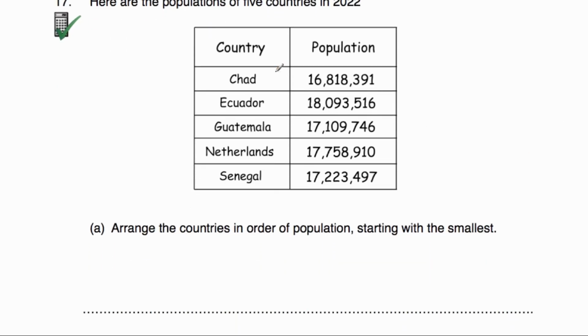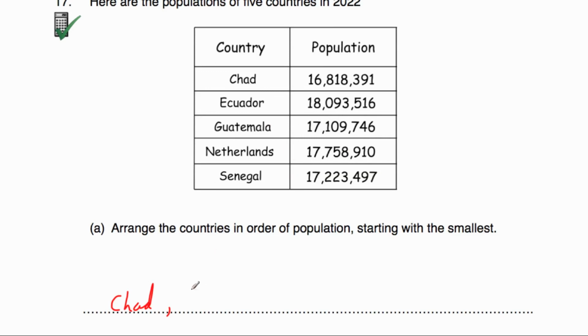So the smallest population is Chad of 16 million and something, so it's Chad. Now we're into the 17 million, so it's going to be either Guatemala, Netherlands, or Senegal. Ecuador's obviously got the largest population. So then the next smallest will be, well, we've got 17,100,000 and something thousand, 17,700,000 and something thousand, and 17,200,000 and something thousand. So it's going to go Guatemala, then Senegal, then Netherlands.